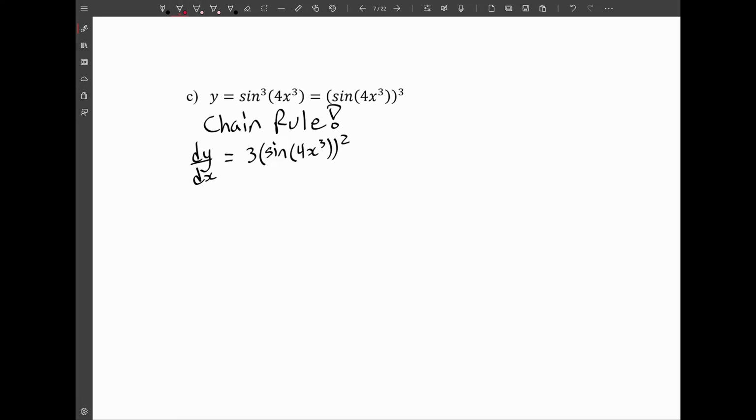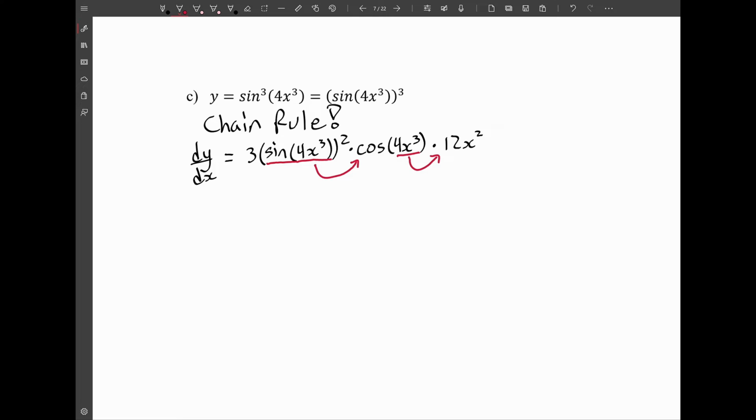So I have to look at my interior function. Right there, sine of 4x cubed is my interior function. So I have to take the derivative of that, which is going to be, well, we know the derivative of sine is cos. So that's going to be cos of 4x cubed. But then the interior function of that is 4x cubed. So I have to take the derivative of that as well. Chain rule, right? So that becomes 12x squared.